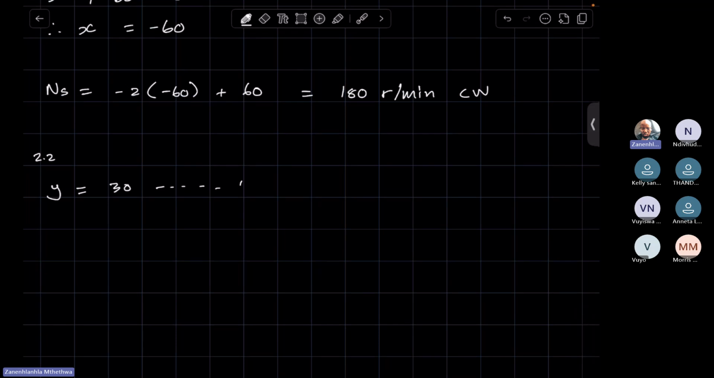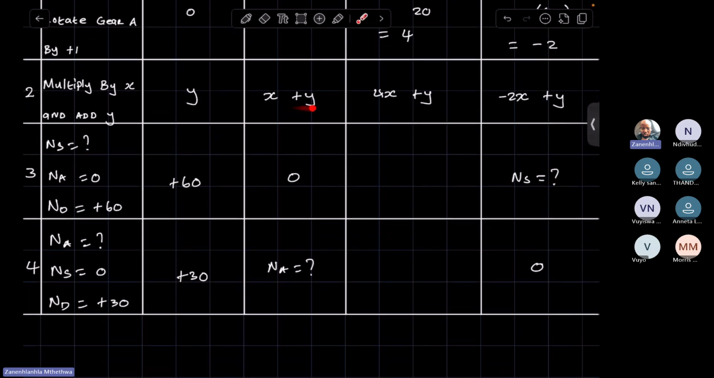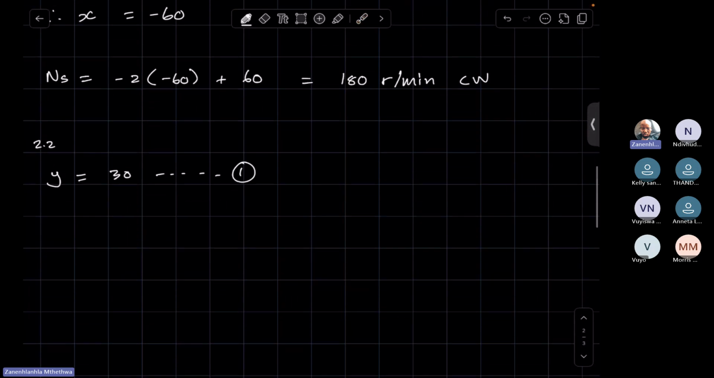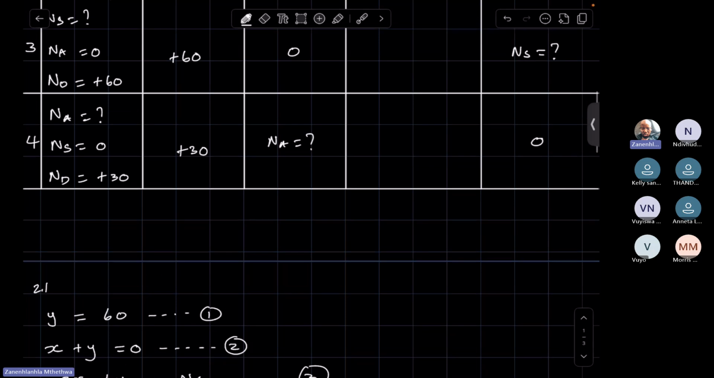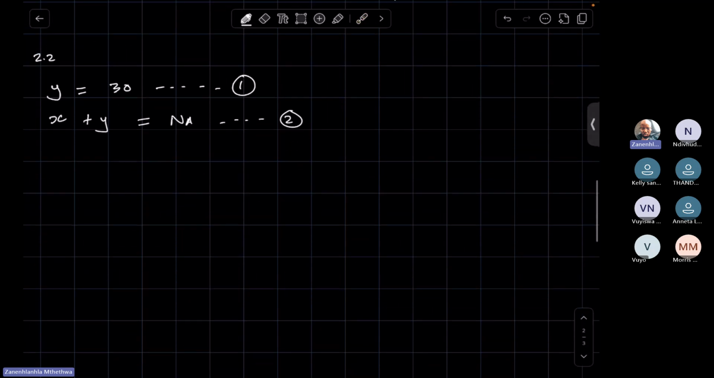You take that as the first equation. Now you equate the second condition, x plus y, with the fourth condition, so x plus y is equal to NA. Take that as your second equation. And then you equate the third condition, negative 2x plus y, with the fourth condition, so negative 2x plus y is equal to 0. And this you take as your third equation.